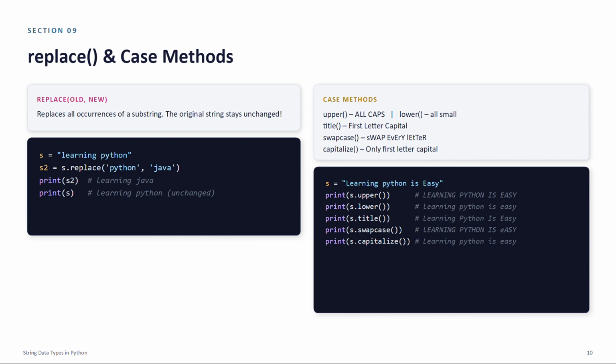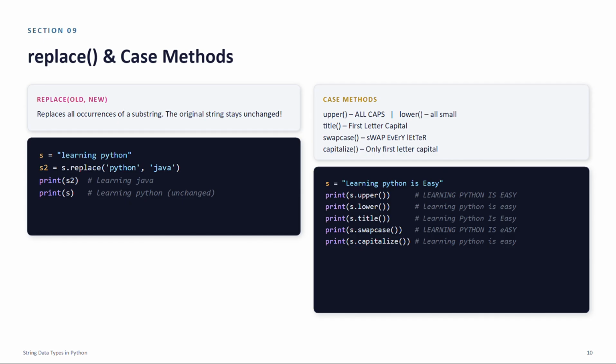Now s dot swapcase helps us swap the cases. Those that are in uppercase are converted into lowercase, and if it is lowercase, it is converted into uppercase. Now s dot capitalize helps us make only the first character of the whole string a capital, and the remaining characters are in small case letters.